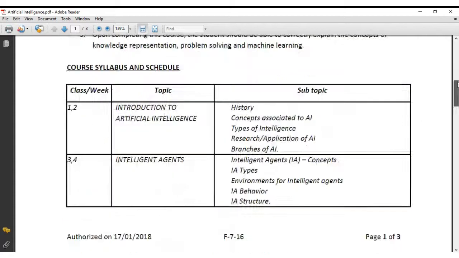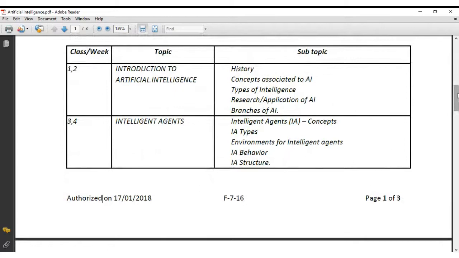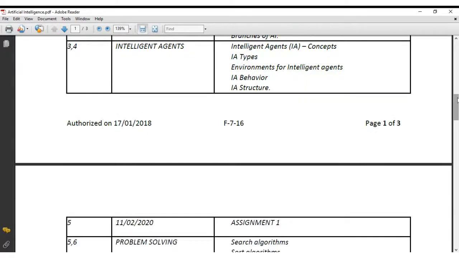Then let's go to the course syllabus and the course outline. Chapter 1 is Introduction to Artificial Intelligence. In the introduction, we have the history of artificial intelligence, concepts associated to AI, types of intelligence, application areas of AI, and branches of AI. Then in chapter 2, we have intelligent agents. Under that, we have concepts of intelligent agents, types of intelligent agents, environments for intelligent agents, behavior for intelligent agents, and structure of intelligent agents.